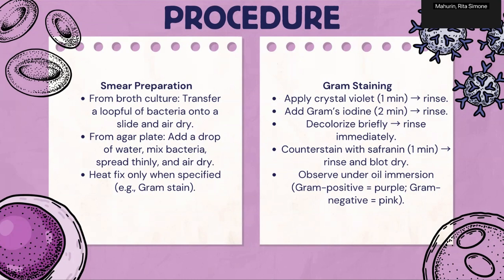In the Gram staining, we applied the crystal violet for a minute and then we rinsed it with deionized water. We then added the Gram's iodine dye, which we rinsed after 2 minutes. And then we decolorized it briefly and immediately rinsed it with the DI water. And then we counterstained it with the safranin for a minute, rinsed it and blot dried it. And then eventually you observe it under the microscope, hopefully under oil immersion. The Gram positive were purple, the Gram negative were pink.